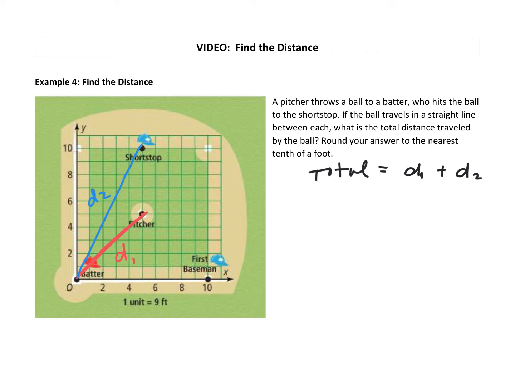Because we're going to use the distance formula for these, we're going to want those ordered pairs. So let's count out the pitcher. If we count over and up, we can see it's at over 5, up 5. So that ordered pair is 5, 5. The batter is at the origin, so that's 0, 0. And then the shortstop is at 5, up 10, so 5, 10.